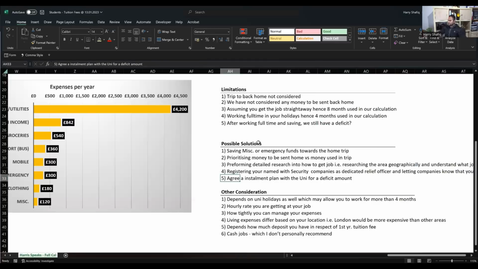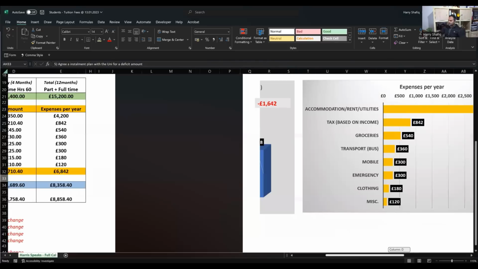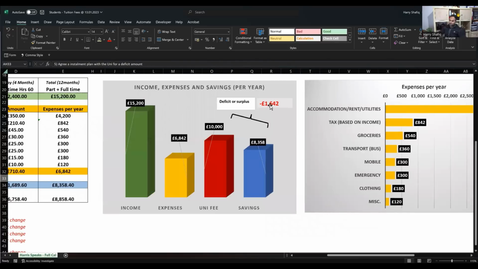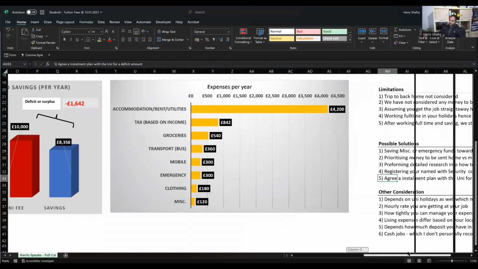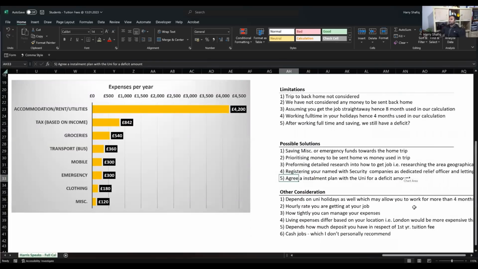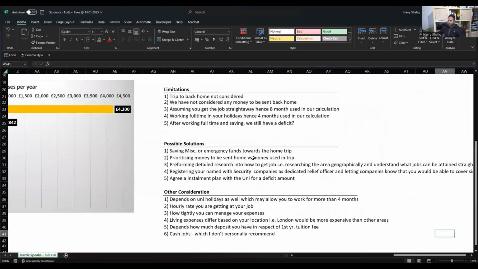There's no university which does not provide you an installment plan, so they would be lenient on that and would be able to provide you an installment plan. And it also depends on your deficit. If you're talking about 1642, that's not a massive amount we're talking. So there are ways around it. You can address that issue.